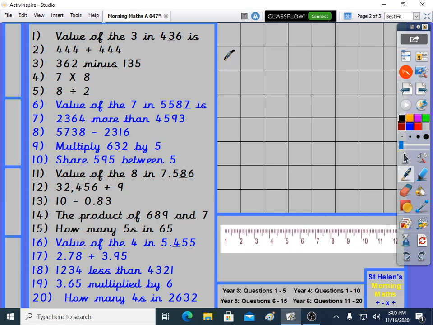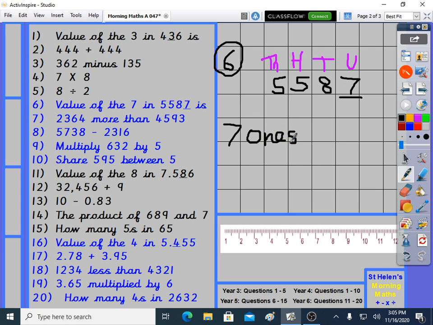So question 6 on year 4 level. Value of the 7 in 5,587. Oh, it's just 7 units, isn't it? Or ones. Units, tens, hundreds, thousands. It's just 7 units. You could even write 7 ones. I normally write units, don't I? I'll put stroke units because they're the same thing, ones and units. It's just different people use different words. As a number, it's just, of course, just 7.